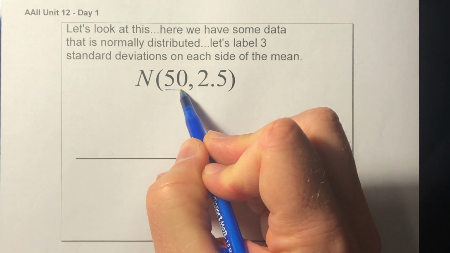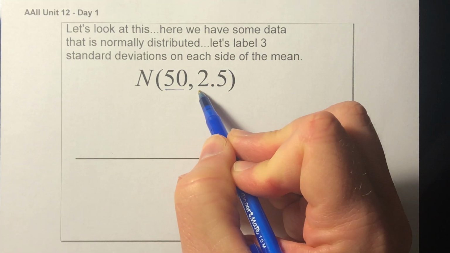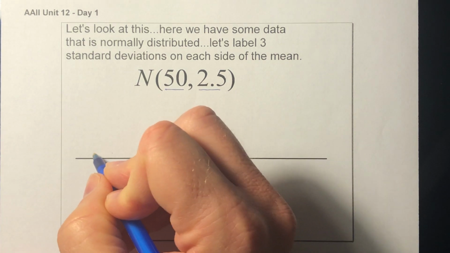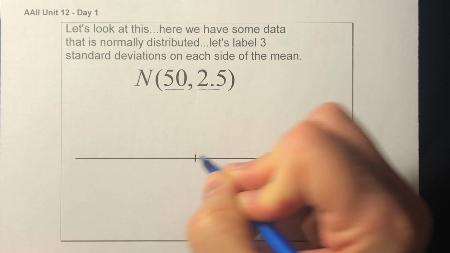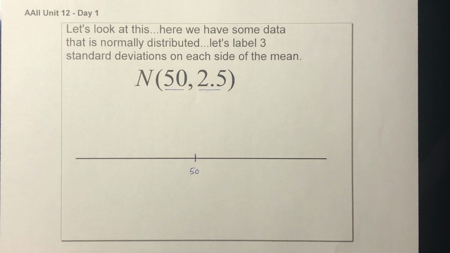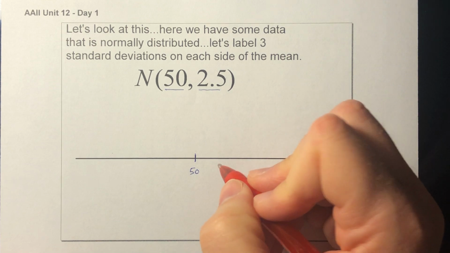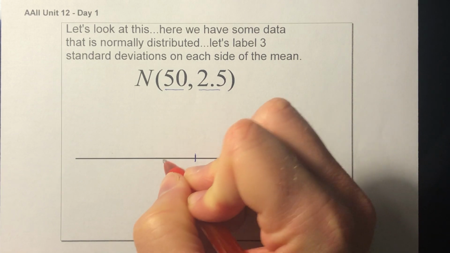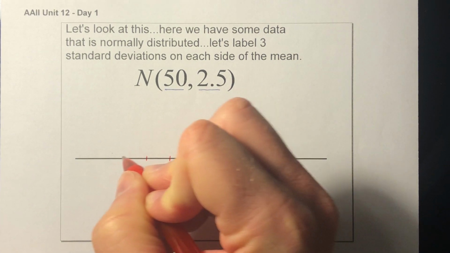So this right here is our mean. That's our average. This is our standard deviation. Okay? So we're going to draw a normal distribution. So let's do it this way. So let's always start in the middle. Okay, so that's your mean, that's your average. Now, we always need 3 standard deviations to the right and 3 standard deviations to the left.